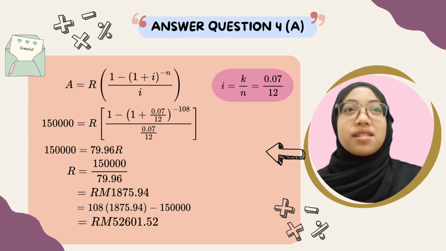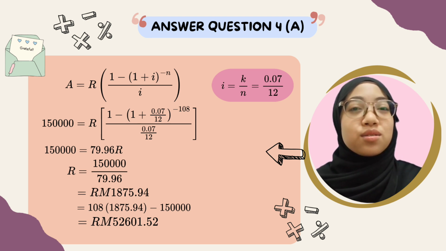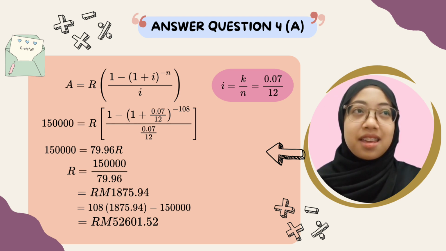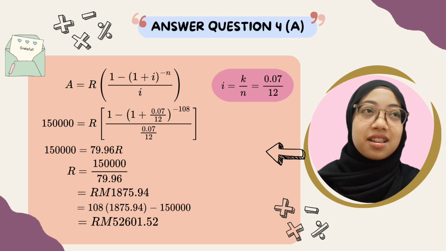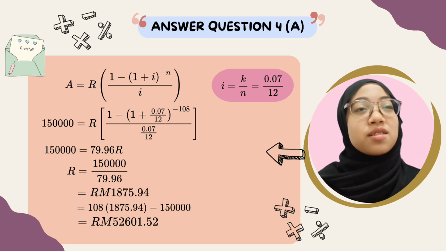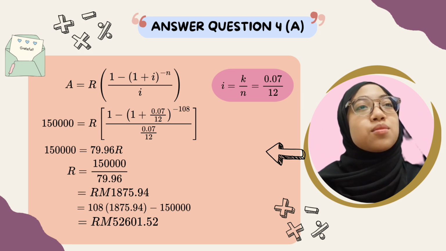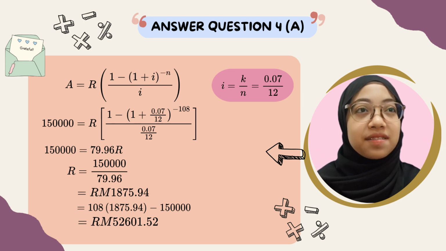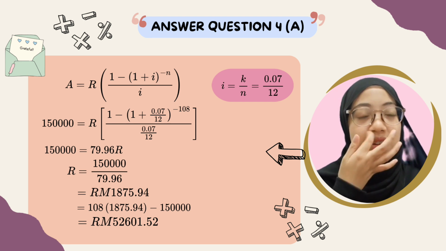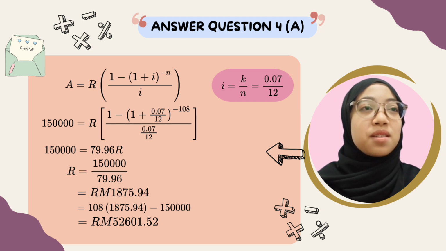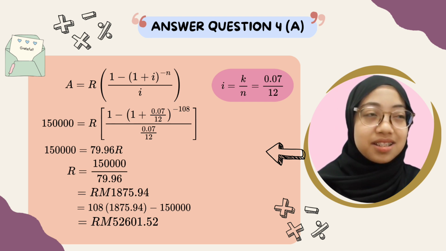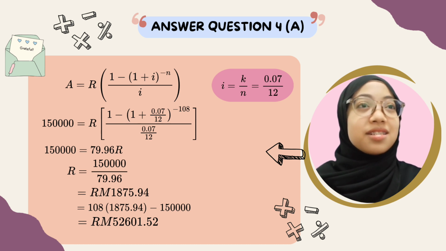To get the interest charge, we have to use I equals NR minus A. N in this question is 108, and then we multiply that with R, which is 1,875.94, and minus that with 150,000. We will get the answer RM 52,601 ringgit 52 cents.